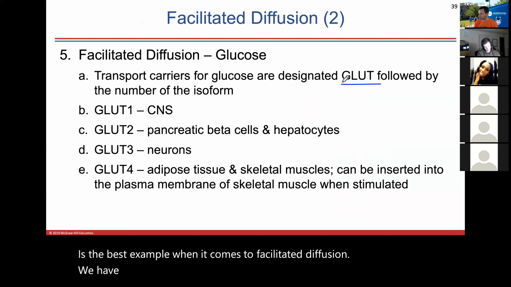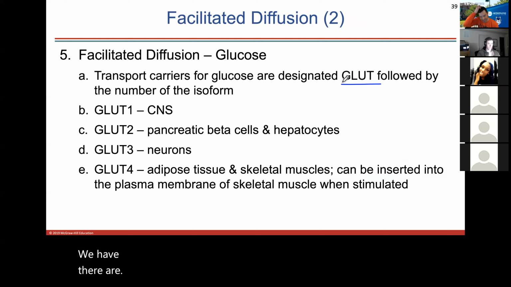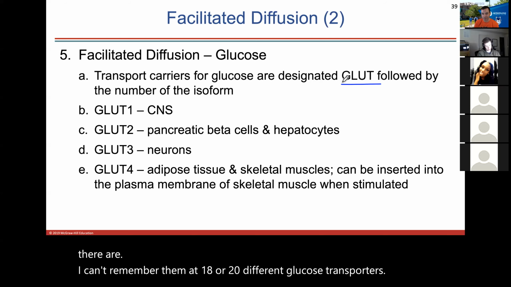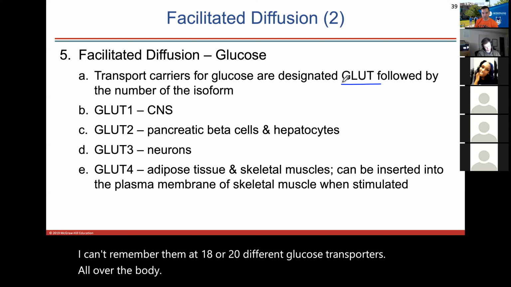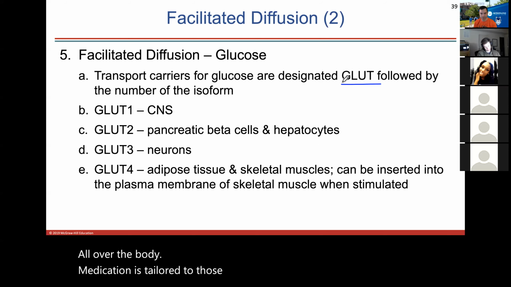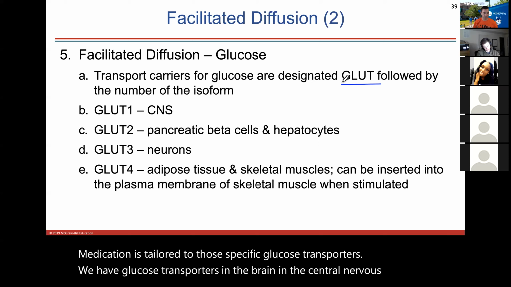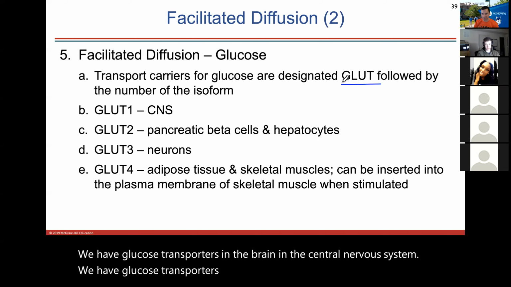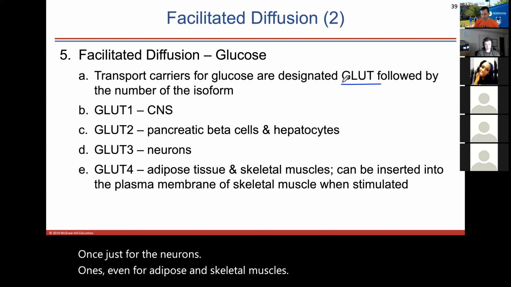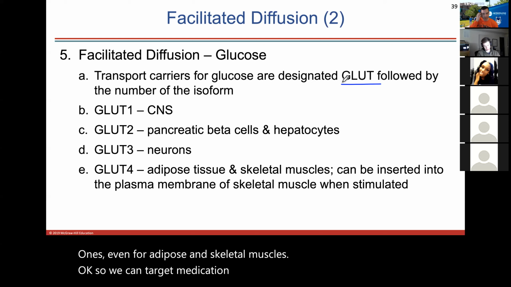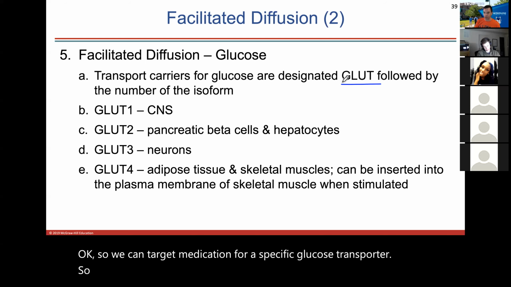There are, I can't remember off the top of my head, 18 or 20 different glucose transporters all over the body. Medication is tailored to those specific glucose transporters. We have glucose transporters in the brain, in the central nervous system. We have glucose transporters within, obviously, the pancreas, the liver. One's just for the neurons. One's even for adipose and skeletal muscles. Okay, so we can target medication for a specific glucose transporter. So we don't just turn them all on or shut them all down. Okay.